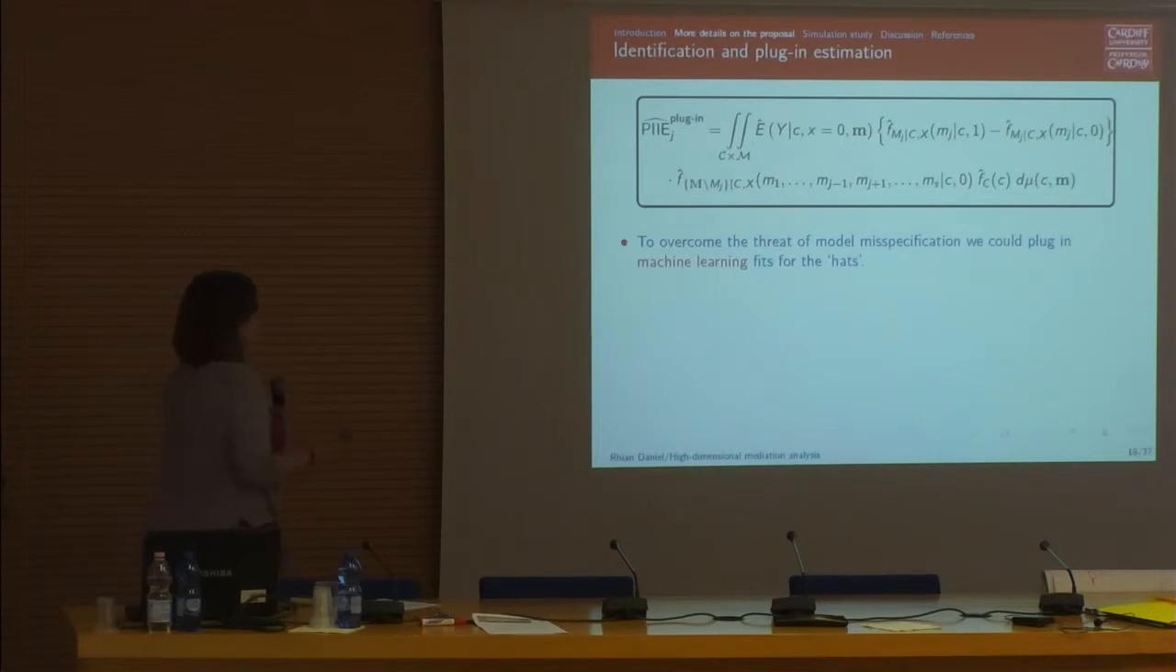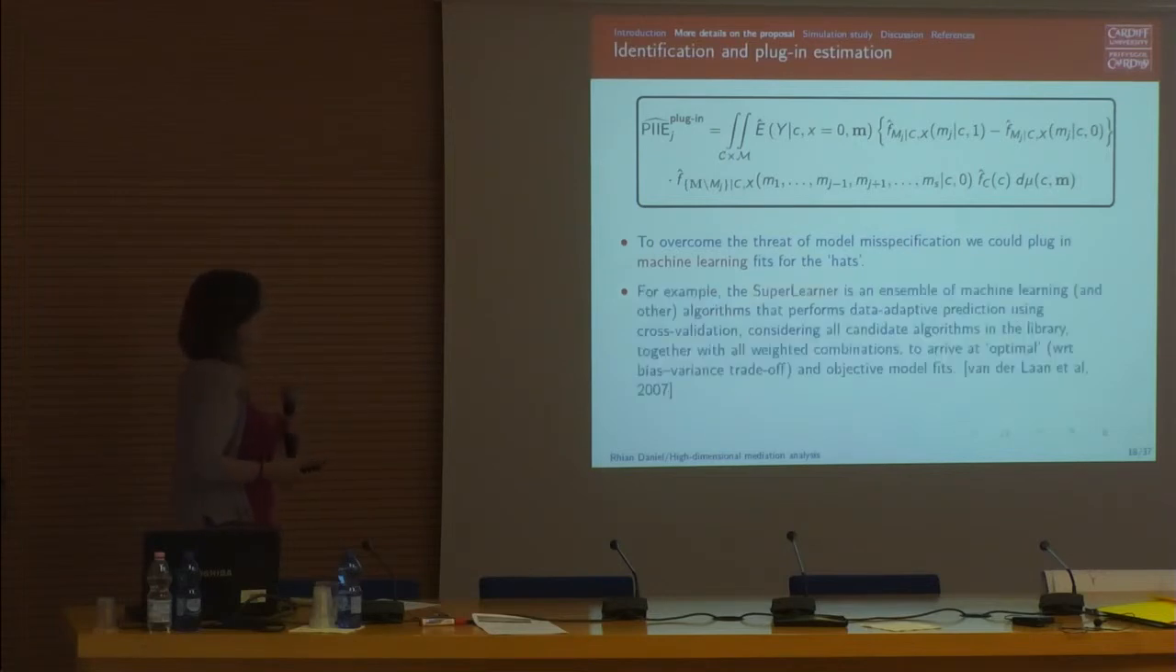So to overcome that threat of model misspecification, we could plug in machine learning fits for the hats. So we could say, OK, I'm not as good as my computer at predicting y from C, X, and M, so I'll give that task to the computer. I'm not saying we give all the tasks to the computer, but that is a task that a computer is very good at doing. And that's known as machine learning.